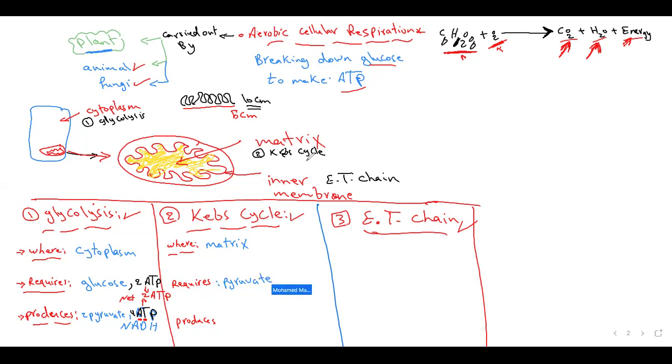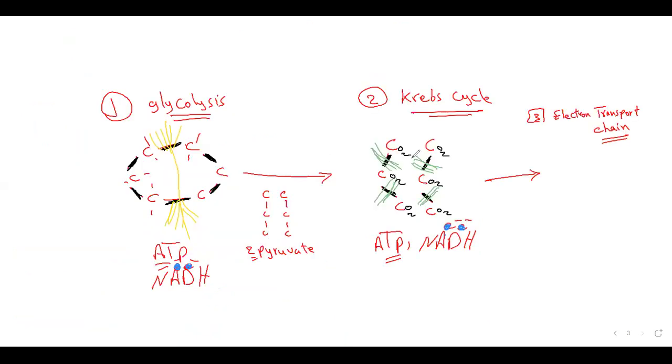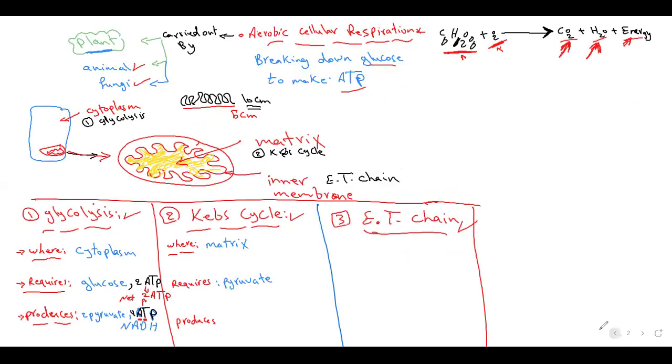Pyruvate. Remember, when I break the pyruvate, I turn it into carbon dioxide. Here we go. And we extracted the energy from it. So the result from pyruvate is carbon dioxide.